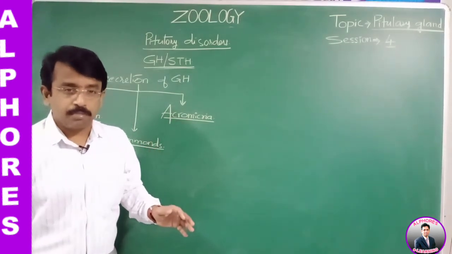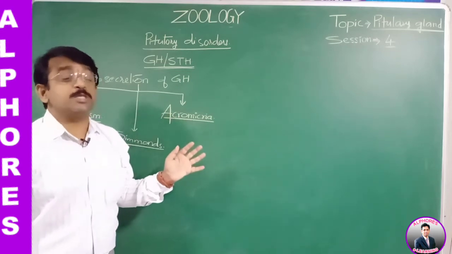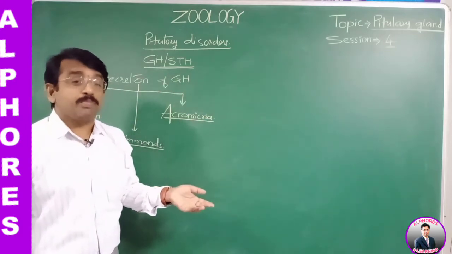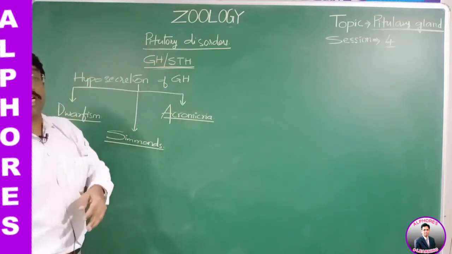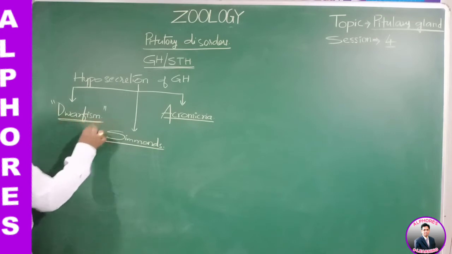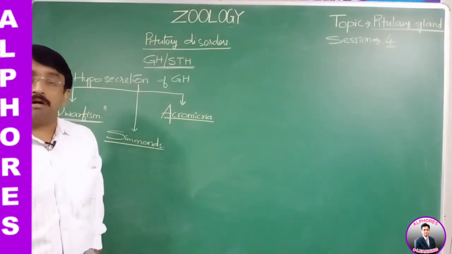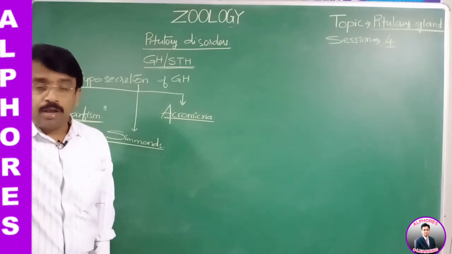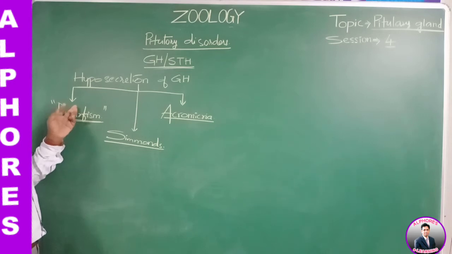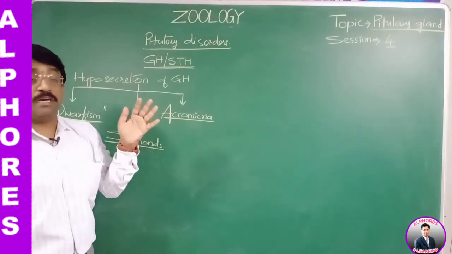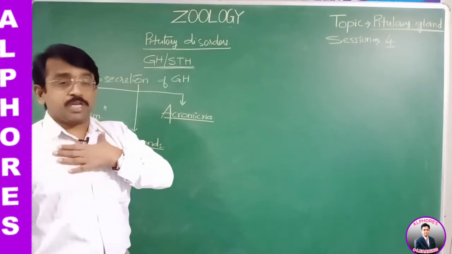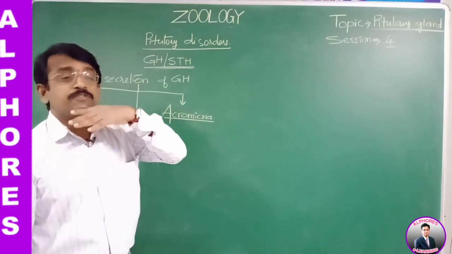Hyposecretion means lower secretion. Generally, these are not considered to be diseases. Why? These are hormonal disorders where metabolism is deviated, impaired. So the lower secretion of the growth hormone in children results in a condition named dwarfism. What is the role played by the growth hormone? Elongation of the bones, height of the body is what we see. But here, due to the lower secretion of the growth hormone, the body does not grow. The limbs are short, forelimbs and hind limbs. The neck and the chest are clubbed almost; there is no difference between the head and chest.